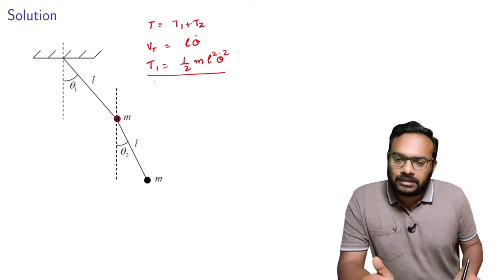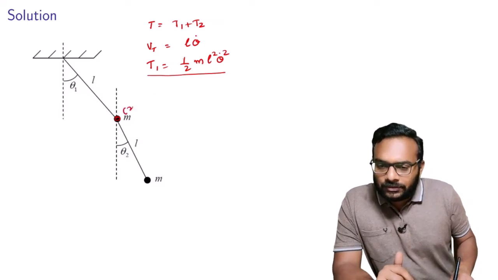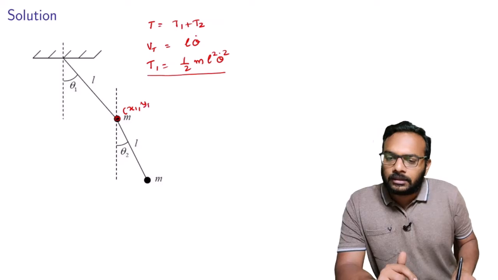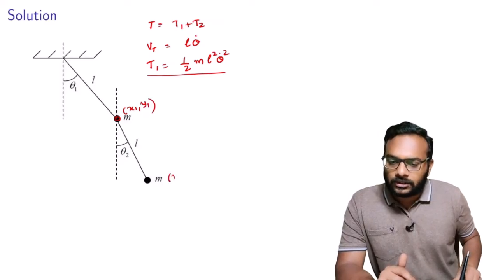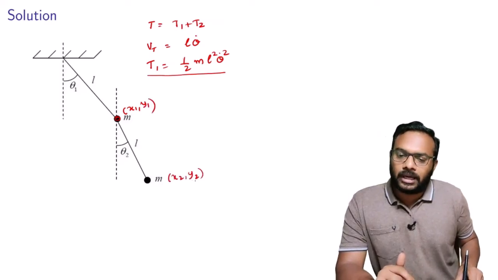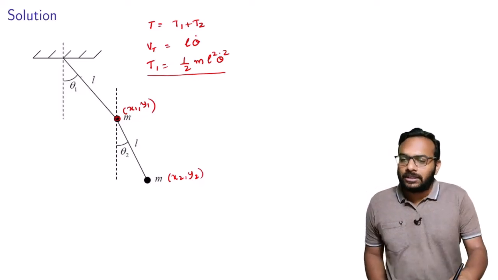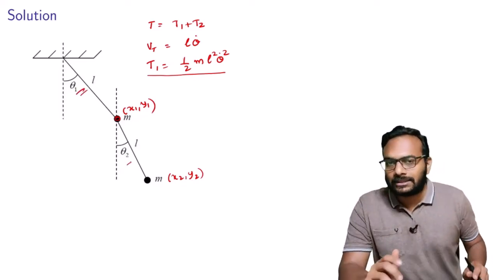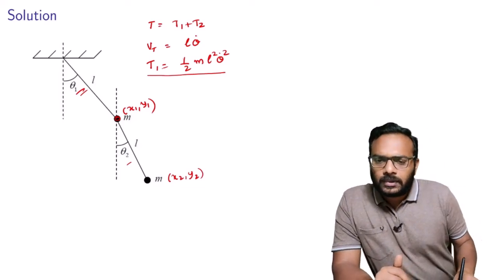So let's start with the transformation equations. Let's give the coordinates of the first mass as x1 and y1, and the coordinates of the second mass we'll call x2 and y2. As you see, we can take theta 1 and theta 2 as the generalized coordinates. That's enough.